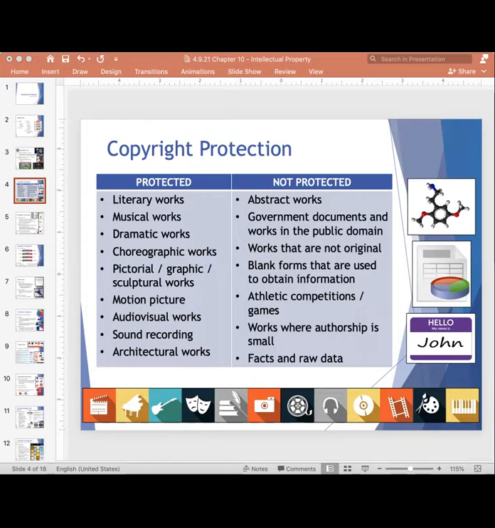So any type of standard work such as a calendar, charts, tables, tape measures, those are examples of works that are considered standard and not original. Blank forms used to obtain information also do not receive copyright protection. So any type of waiver or contract that we've talked about in class would not receive copyright protection.